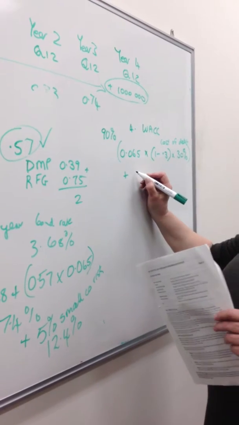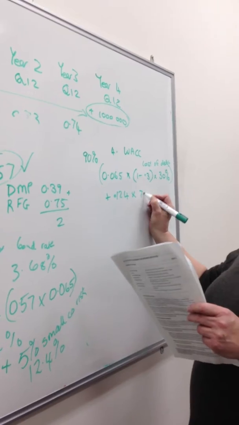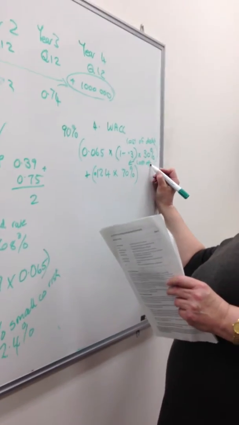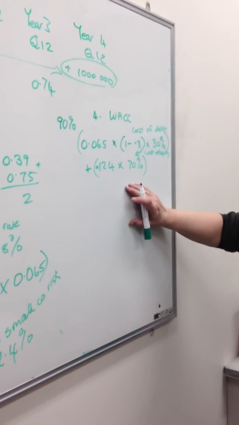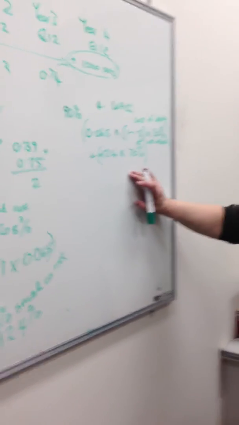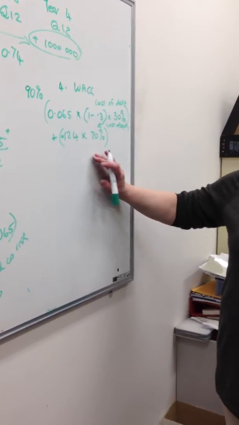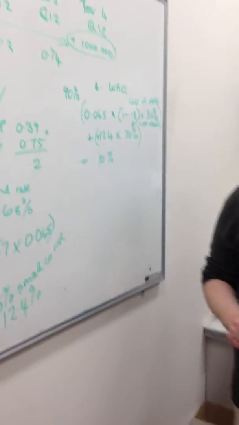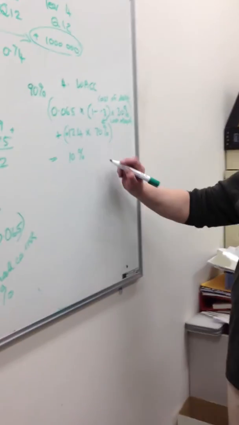And what we have to do is the 12.4 times the 70%, because that's how much equity, and that's the cost of equity. Now in Australia, because we have dividend imputation, we don't need to do it after tax because there's no real tax on equity in Australia. So you should get a number around 10% for your weighted average cost of capital. You use that in question 6.